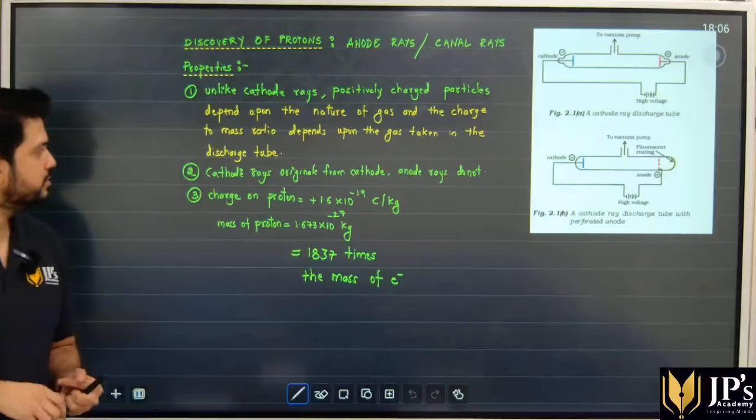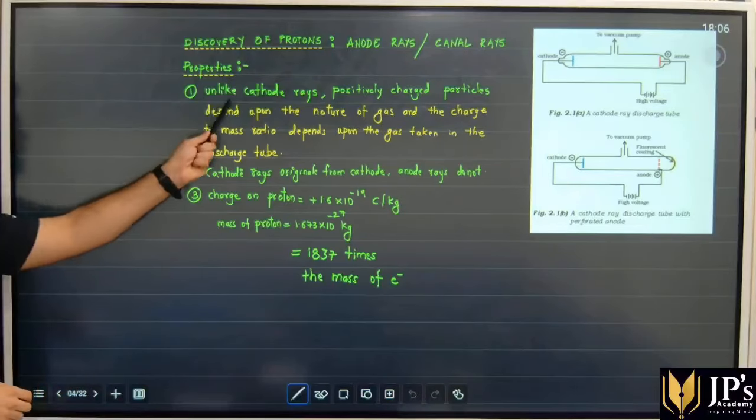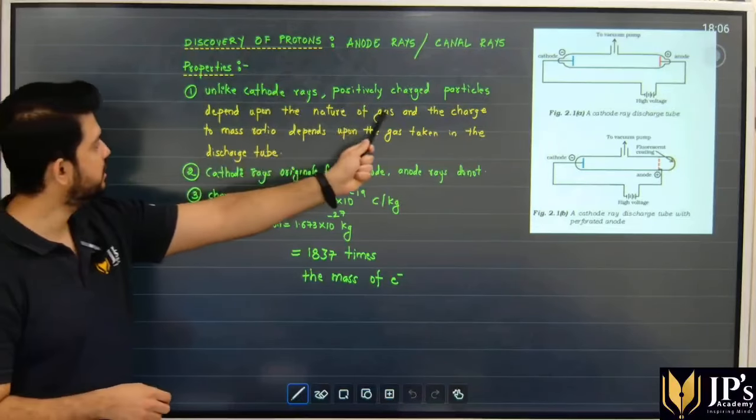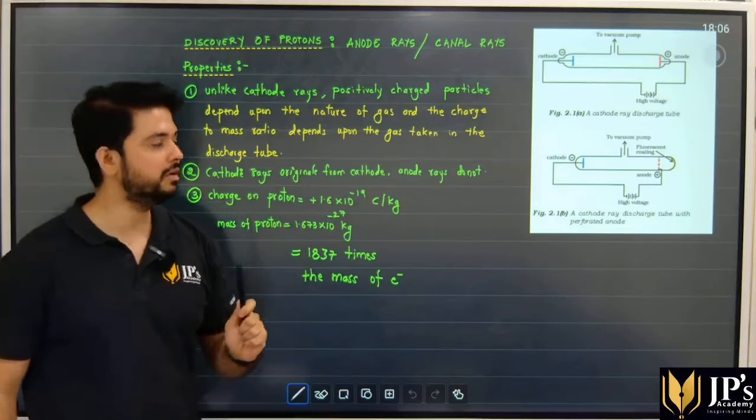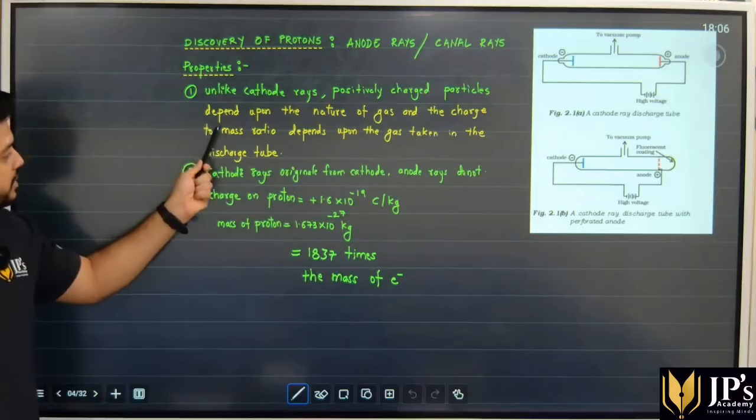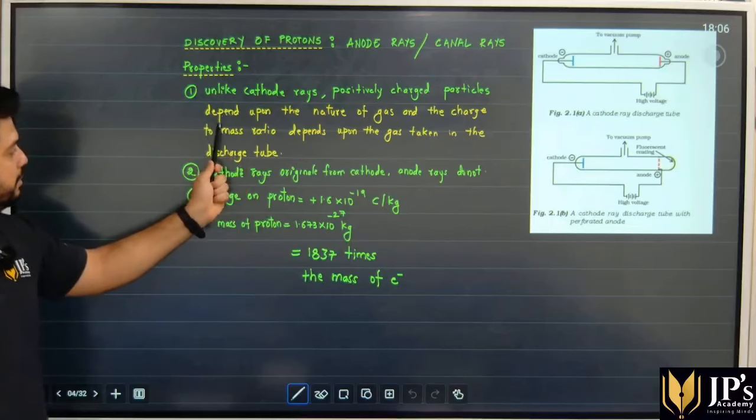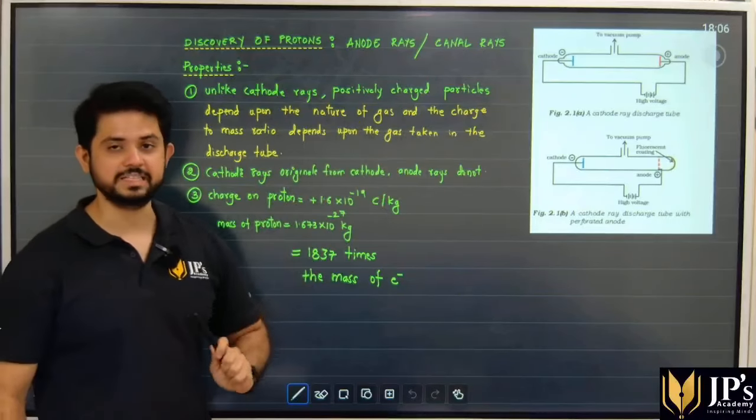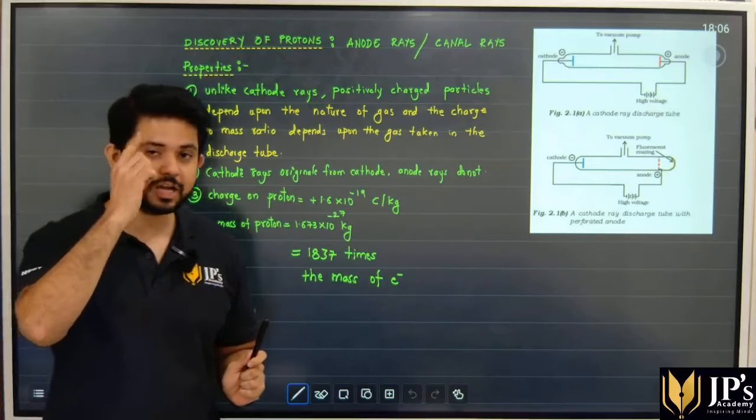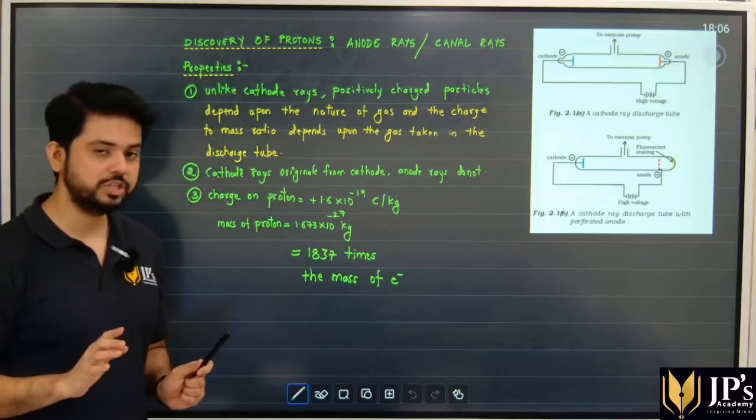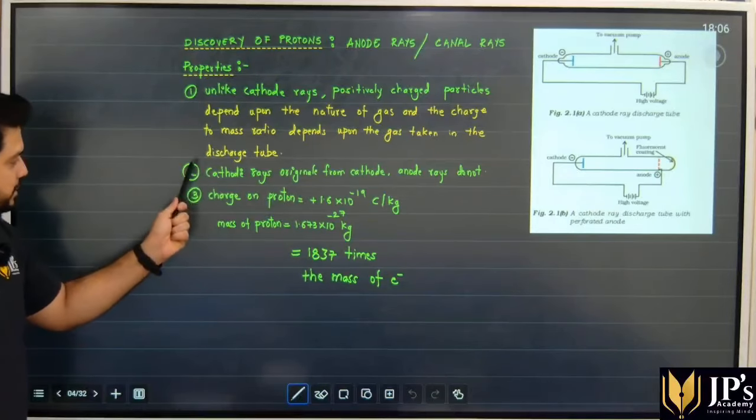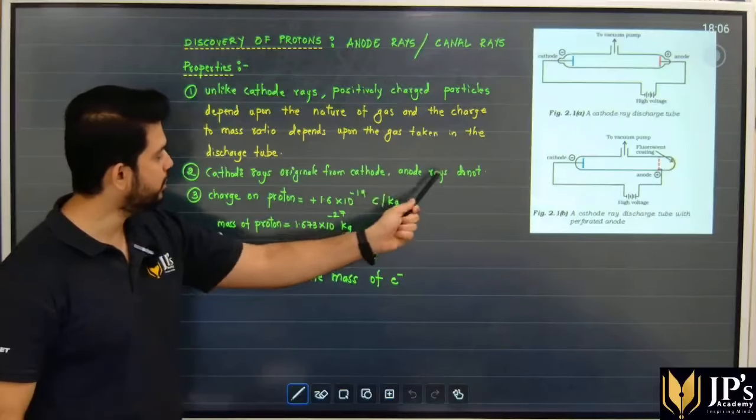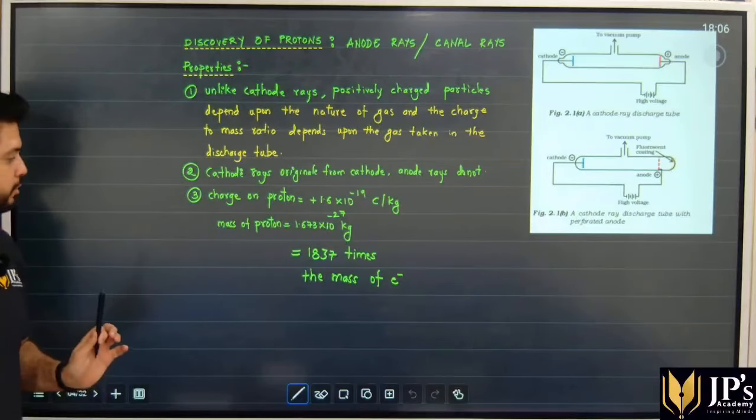Second point that we need to remember over here is, unlike cathode rays, positively charged particles, which is anode rays, which was later discovered, here the nature of protons depends upon the nature of the gas. So when you change the gas, the charge to mass ratio would change. That was not the case in electrons. Second, the cathode rays originate from cathode, anode rays do not originate from the anode.